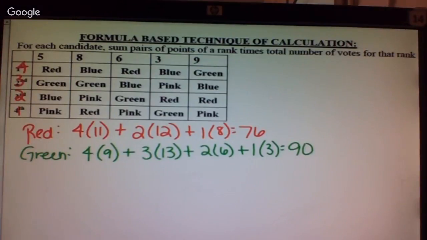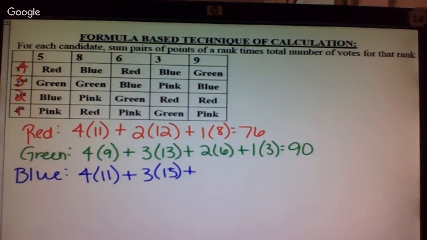All right. So now we look at blue. How many times did blue come in first place? 11. So 4 points for every time they come in first. How many times did they come in second? Blue? 6. 9 plus 6 is 15. So 3 points for every time they came in second. How many times did they come in third?